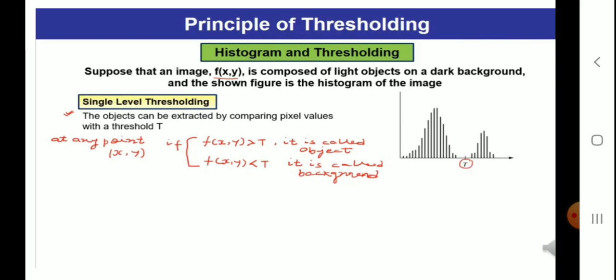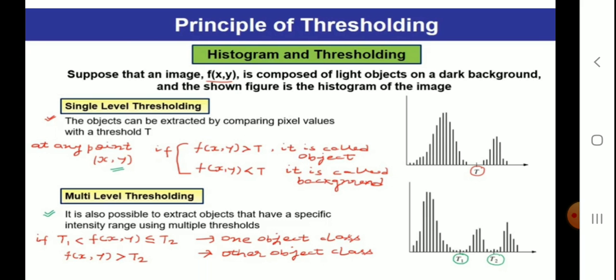So the single level thresholding is here. The object can be extracted by comparing the pixel values with the threshold t at any point (x, y). If f(x, y) is greater than t, then it is called the object. If the value is less than the threshold of the image, then it is called the background.